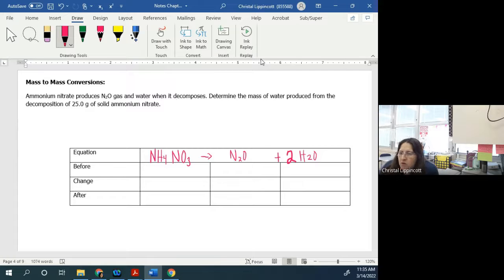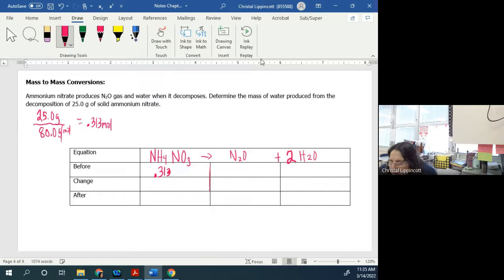All right. Now, like I said last week, you can only put moles in these boxes. So only moles in the holes. Okay? So they gave us grams here. I need to convert those grams over to moles. So I'm going to divide by the molar mass, which is 80. Okay. And that's going to end up giving me 0.313 moles. So I'm going to start that off here.